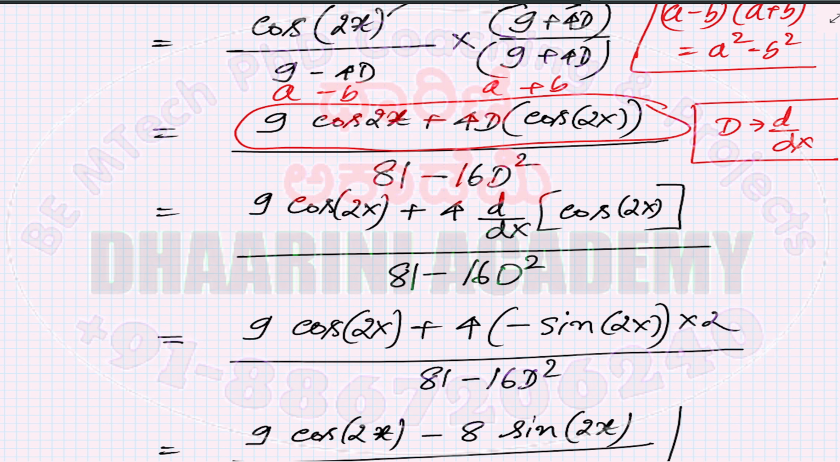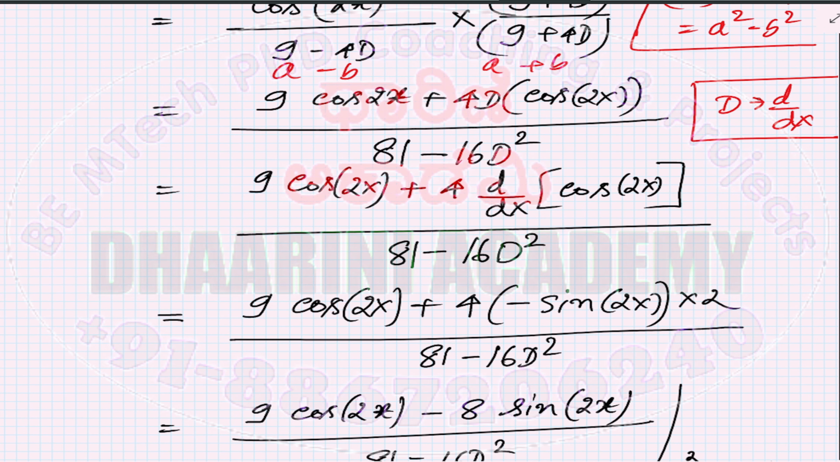So here what I do, I use the property that the capital D is originally d by dx. So this D I am going to replace as d by dx. Everything else remains the same. Okay, so d by dx means it is an operator. Whatever is inside the bracket, you need to differentiate. The remaining others are as they are. In the next step, I can see that the differentiation of cos 2x is minus sine 2x into 2. I eliminated the d by dx and substituted for that value.